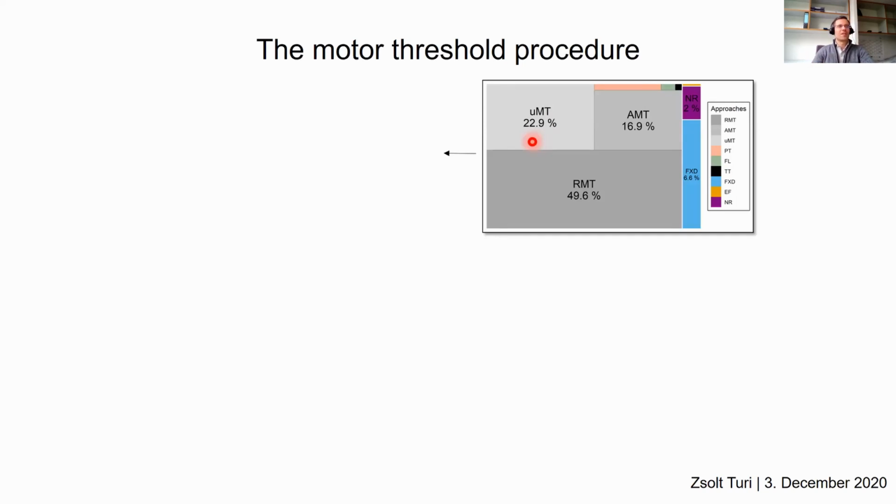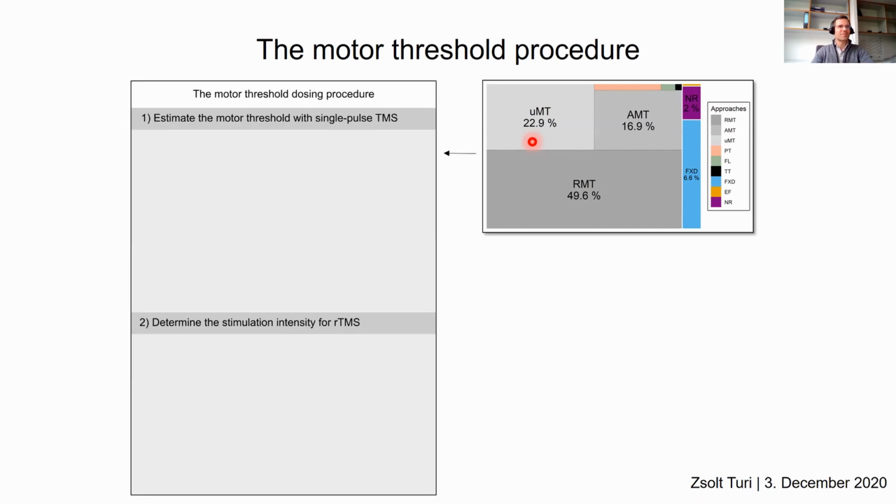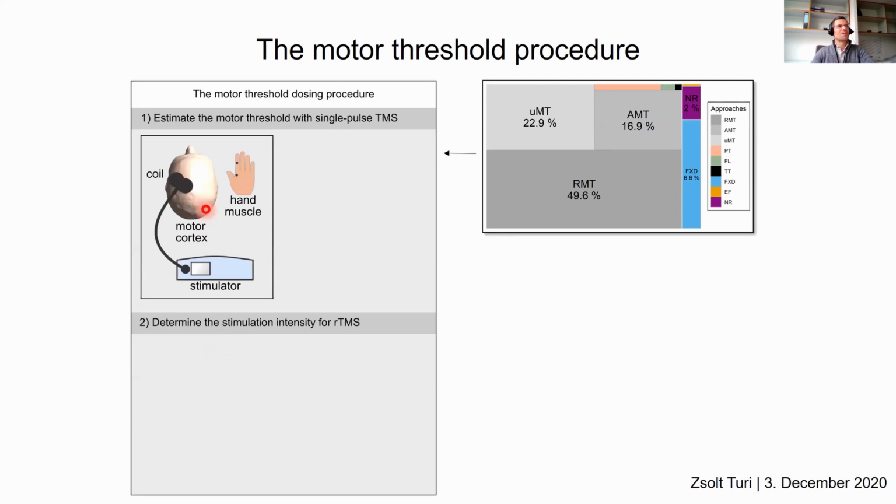I assume that most of you are familiar with this, but to make sure that everyone is on the same page. So basically here we've got two main steps. In the first step, you estimate the motor threshold intensity with single pulse TMS. And in the second main step, you set or determine the stimulation intensity for rTMS. So what we typically do is first we search for the motor cortical representation of a small hand muscle, for example, the first dorsal interosseous muscle.